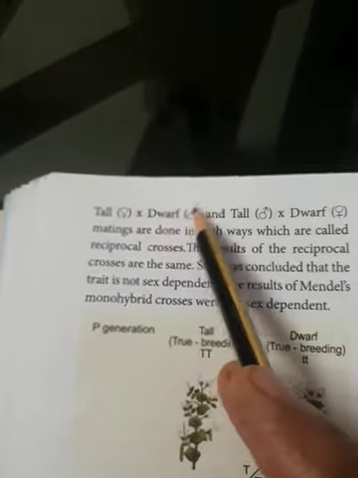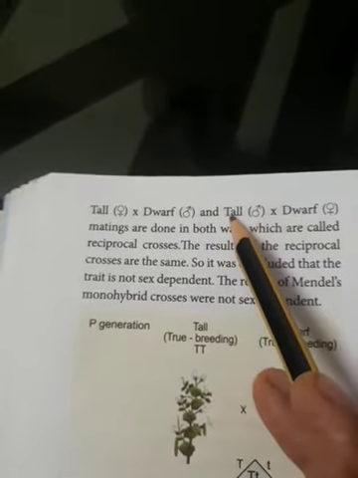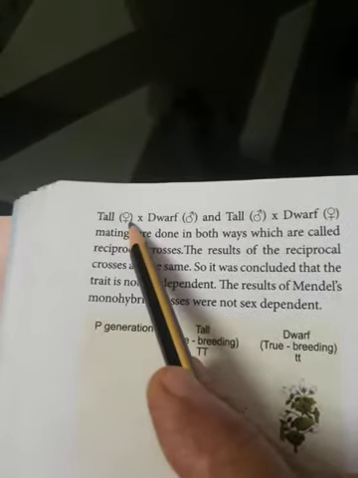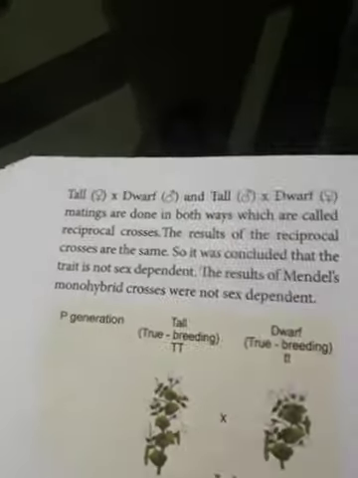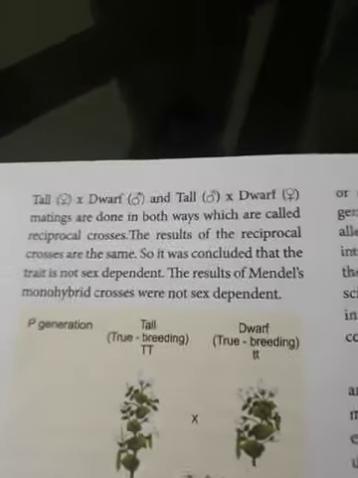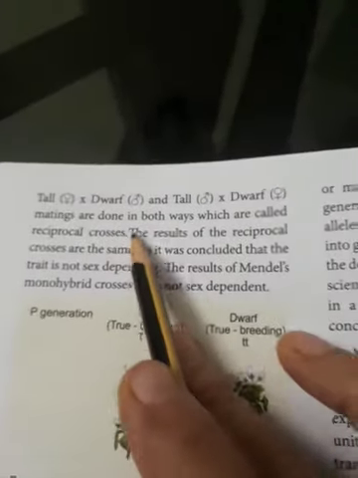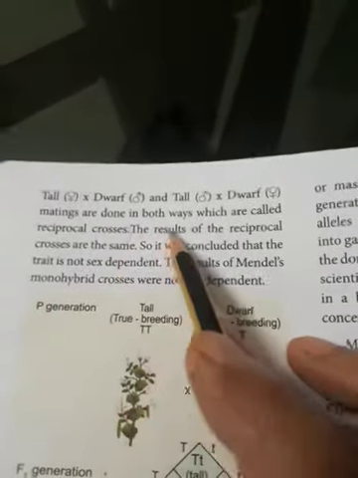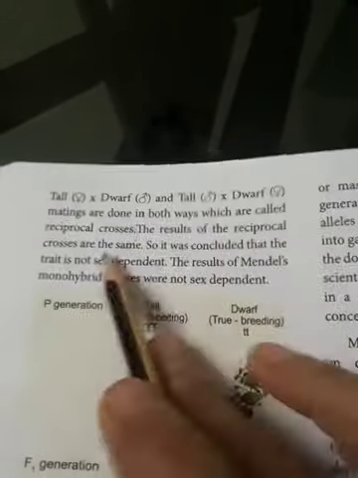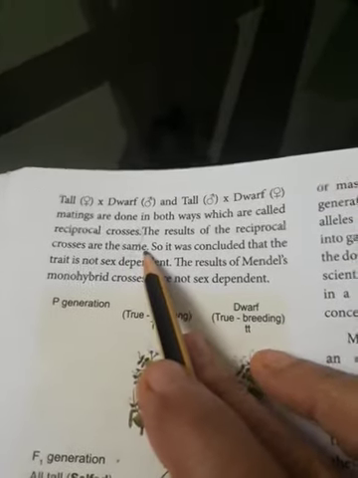All are tall plants. Whatever I told: in the first experiment the tall plant was made the female with the dwarf, and in the other experiment, just reversed, the tall plant was made the male. But in both cases he got the F1 progeny, and all the plants were tall. Matings were done in both ways, which is called the reciprocal cross. The results of the reciprocal crosses are the same.